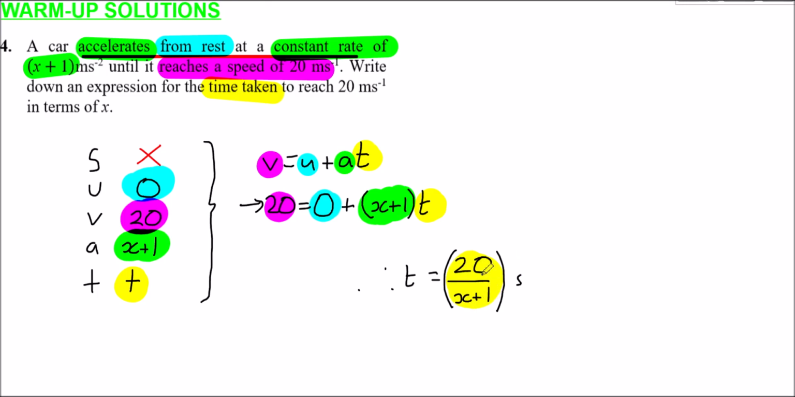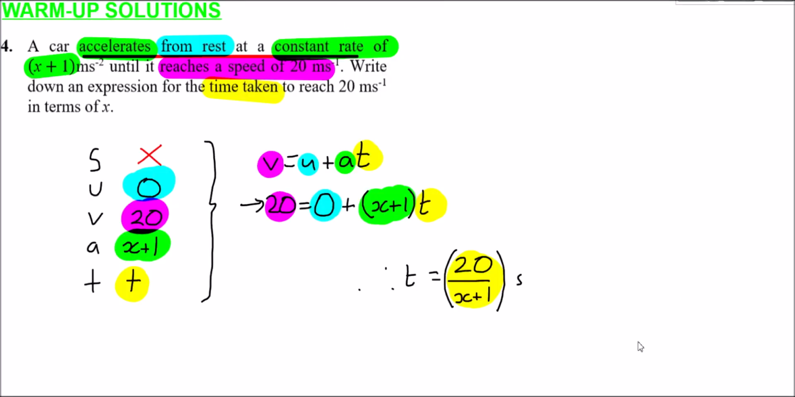If acceleration is greater, the denominator's greater, the time is smaller. With greater acceleration the time taken to reach a set speed will be less, because it's speeding up and getting there really fast. Okay, let's now have a look at the main part of today's session.